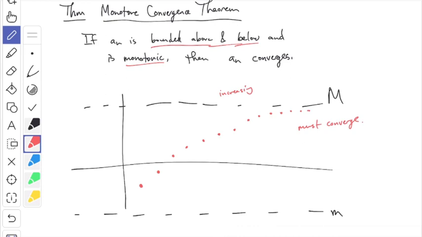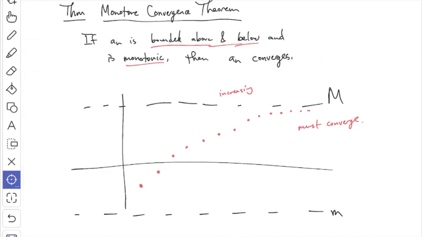Maybe I'll ask, on my picture, it looks like those points are converging to M. Can you just say, then a_n converges? Like, could I add a little thing here? Something like, if it's increasing, it converges to the big M. If it's decreasing, it converges to the little m. What do you think about that?